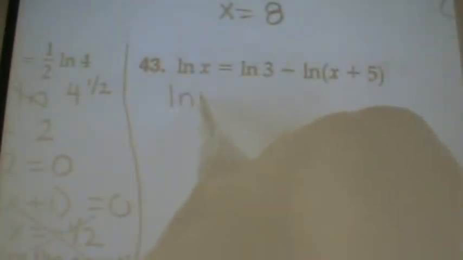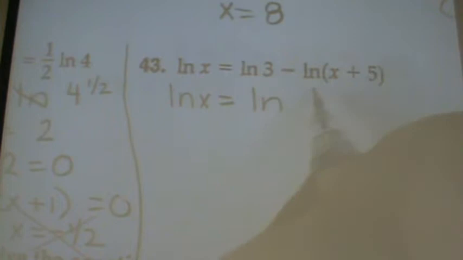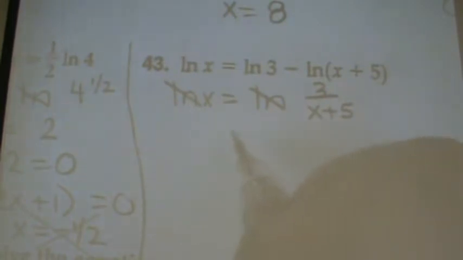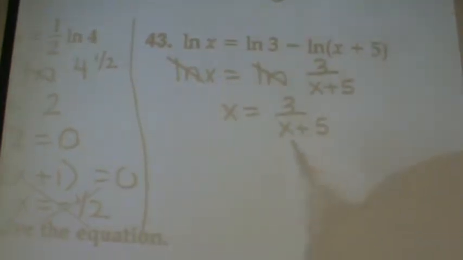Okay, 43. What would you write? Three over x plus 5. Good job. Then what? Cross those out. So you have x is equal to 3 over x plus 5. What would you do next? Cross multiply. So you get x squared plus 5x equals 3.